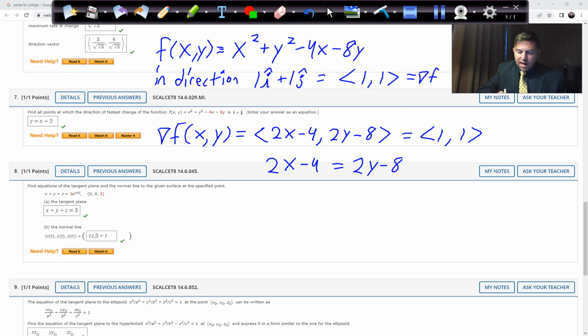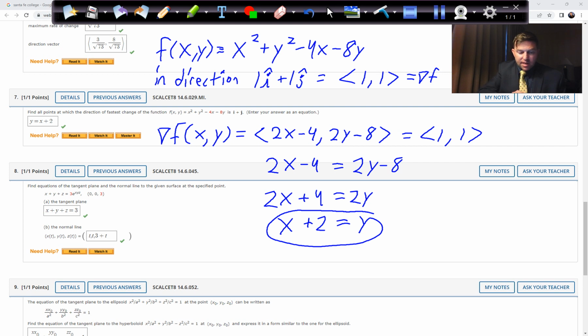So we're going to add 8 to both sides and get 2x plus 4 equals 2y. So I got rid of this minus 8 by adding positive 8 to minus 4. Now divide everything by 2. And therefore the equation that takes the rate of fastest change of this function and points it in the direction ij is x plus 2 equals y, which is what I have there.